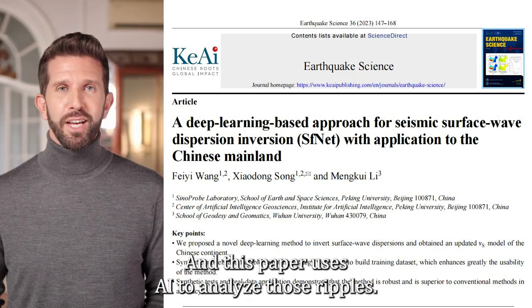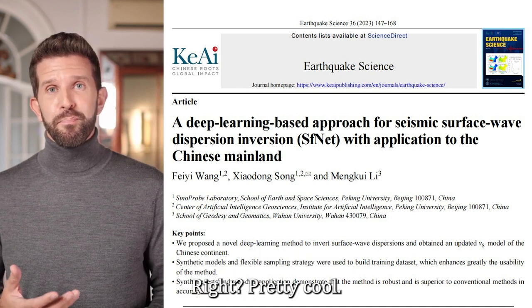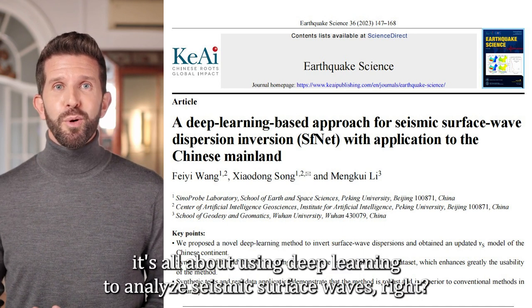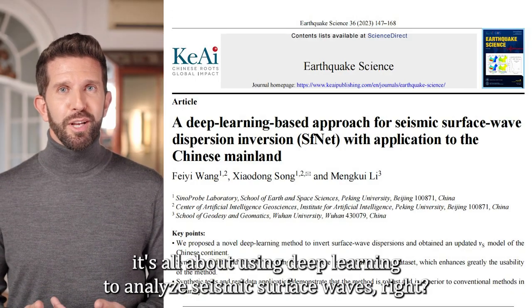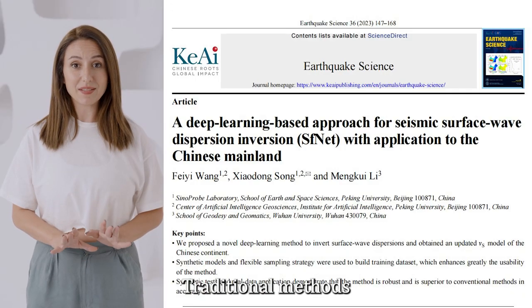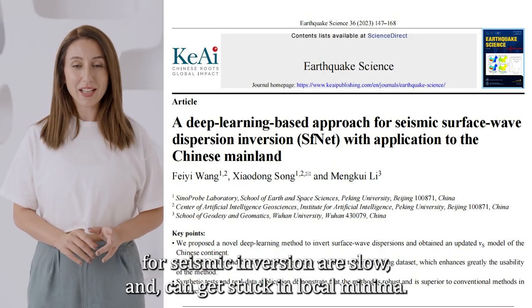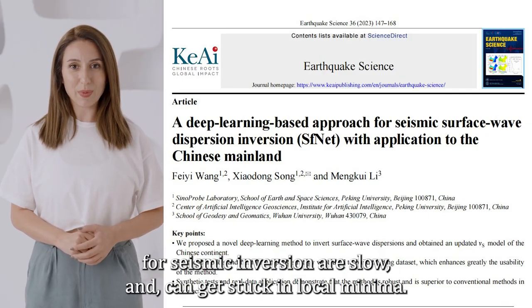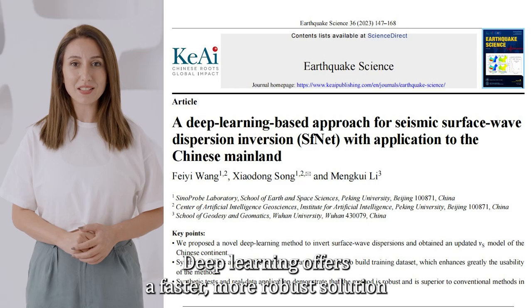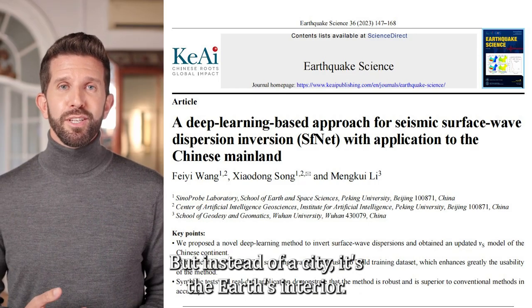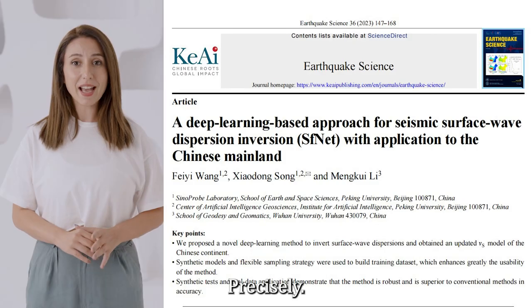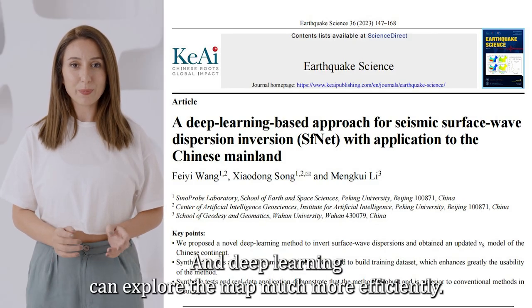And this paper uses AI to analyze those ripples, right? Pretty cool. So this SfNet thing, it's all about using deep learning to analyze seismic surface waves, right? That's the core idea. Traditional methods for seismic inversion are slow and can get stuck in local minima. Deep learning offers a faster, more robust solution. Like finding the best route on a map, but instead of a city, it's the Earth's interior? Precisely. And deep learning can explore the map much more efficiently.